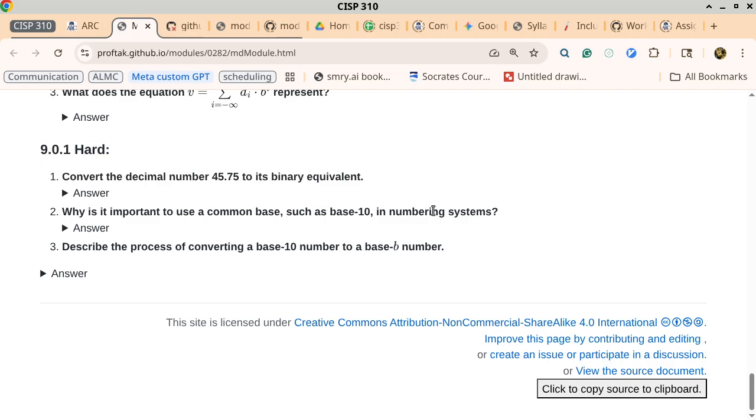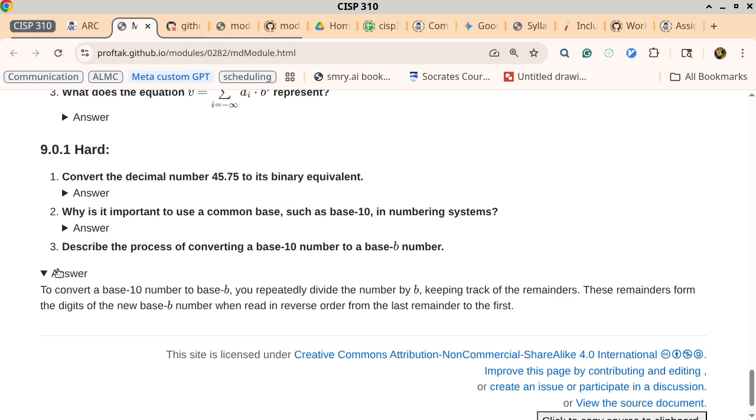Describe the process of converting a base 10 number to a base B number. Well, you just have to apply that formula to all the digits until the number is accounted for. So, let's check the answer.